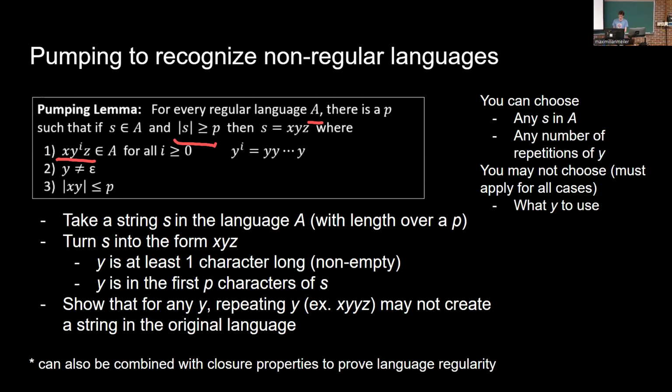And we want to turn S into the form x, y, z, right? The two things to note: y cannot be empty, so y has to be at least one character long. And y is also within the first p characters of S. So we can't loop things after p characters. Whatever you're looping has to be within the first p characters. I'm not going to go over it, but you can conceptualize that in terms of how the machine actually is built.